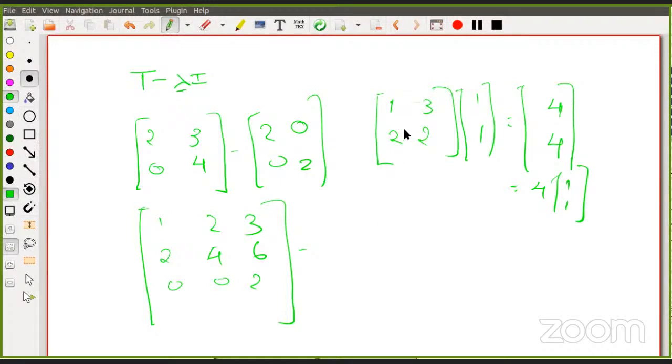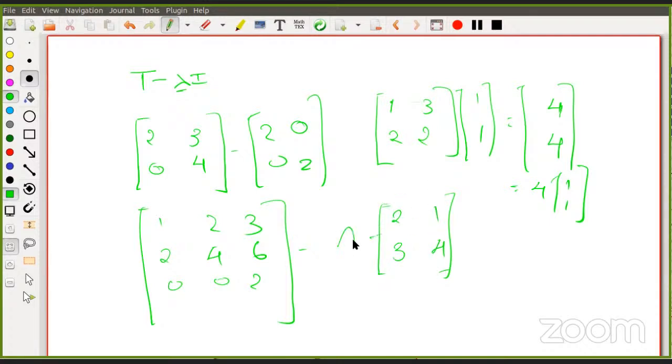So if you had a matrix where the column sums are equal to a fixed number, for example 2 plus 3 and 1 plus 4, so here the columns have the same sum, then one is an eigenvector.